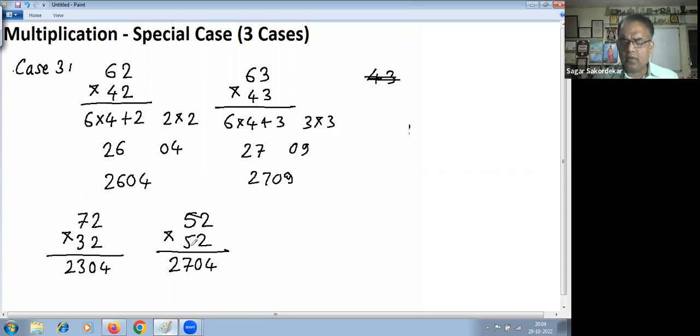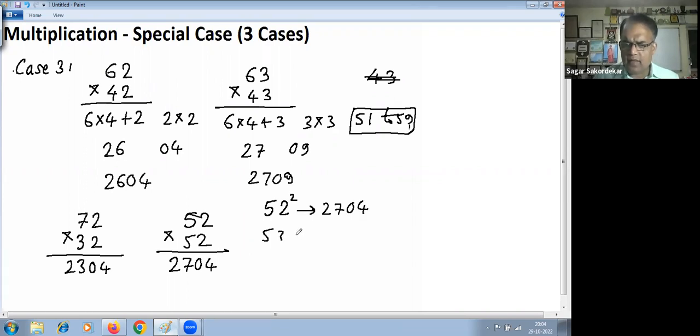Okay. So, you should note that we can use it for squaring actually. So 52 square, you can use this for squaring numbers between 51 to 59. If you take any number between 51 to 59, it satisfies this rule. So 52 square is 5 square, that is 25, plus 2 is 27, 04.